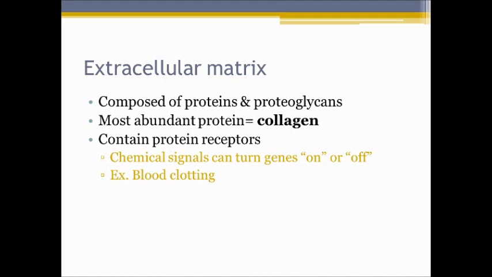The extracellular matrix is composed of proteins and proteoglycans. Most abundantly is collagen. They also contain protein receptors. Different chemical signals can turn genes on and off. One really good example of that is blood clotting. So when the blood vessel wall is damaged, it shows a protein receptor which stimulates platelets to aggregate and to help form a clot.